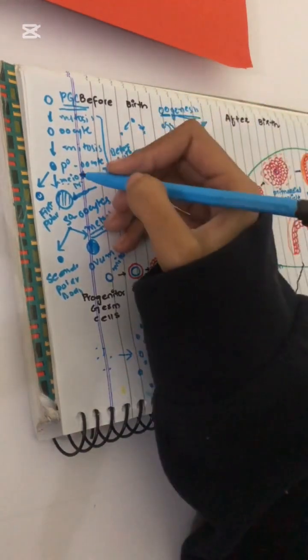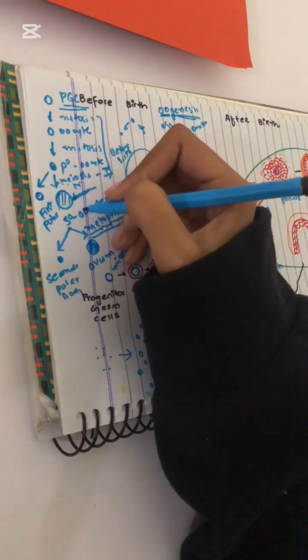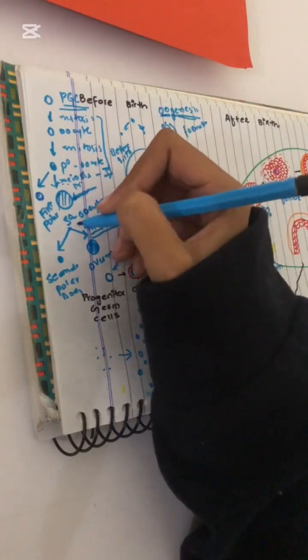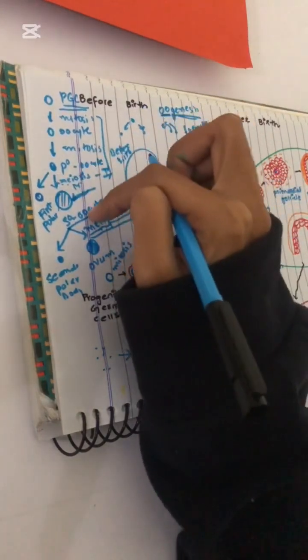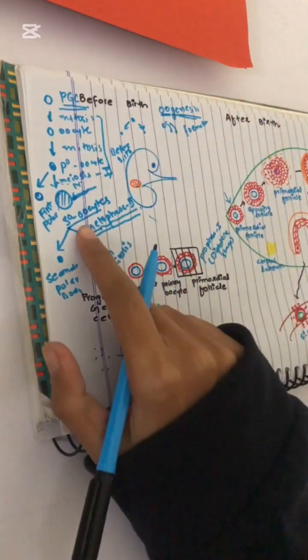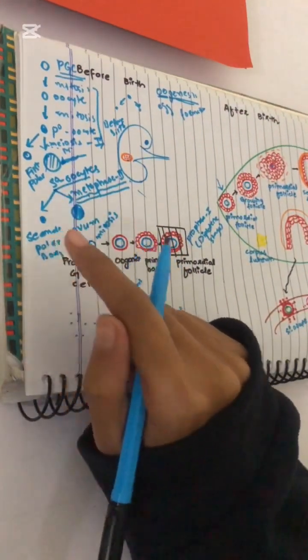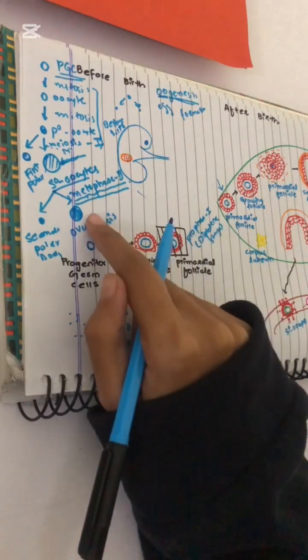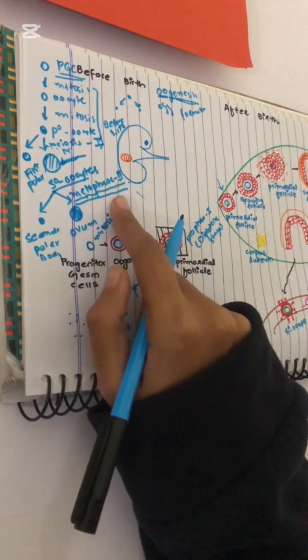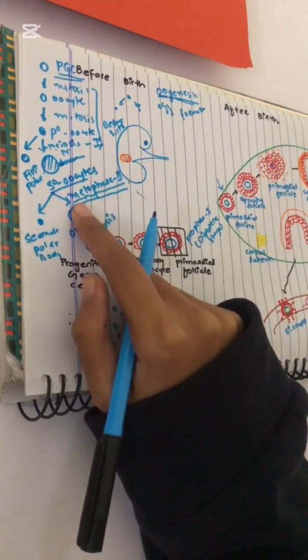Under the influence of certain hormones, the primary oocyte completes its meiosis 1 and divides to form the first polar body and secondary oocyte. Then the secondary oocyte starts the second meiotic division but becomes arrested in metaphase 2.